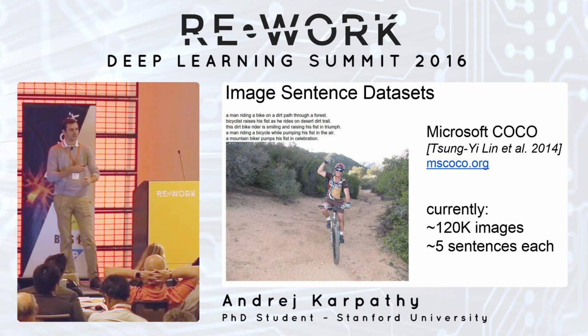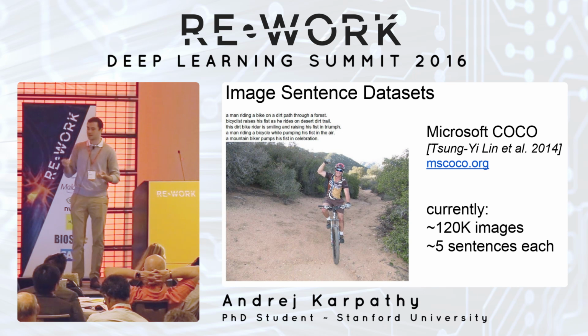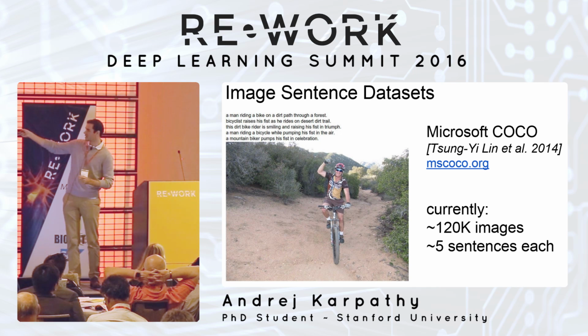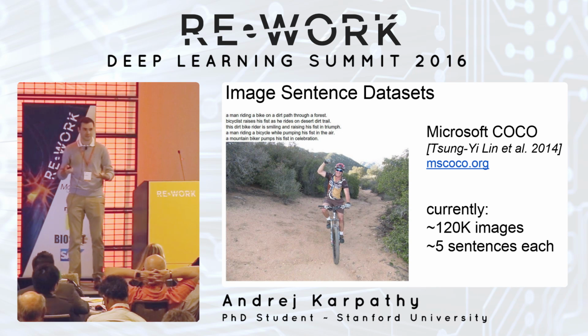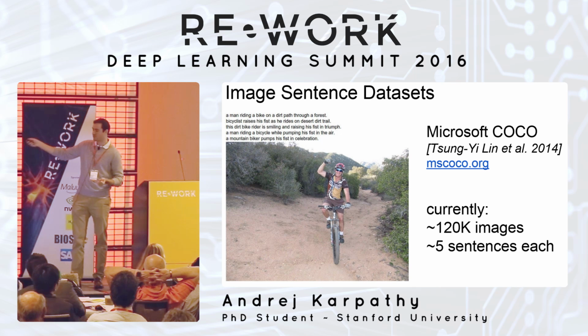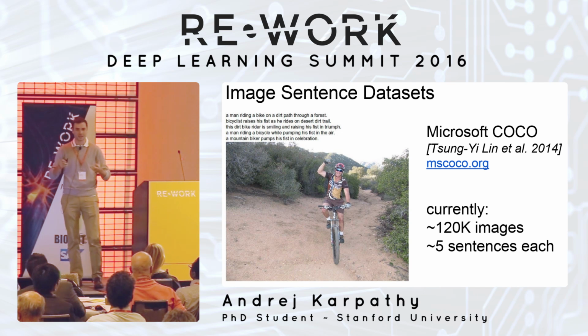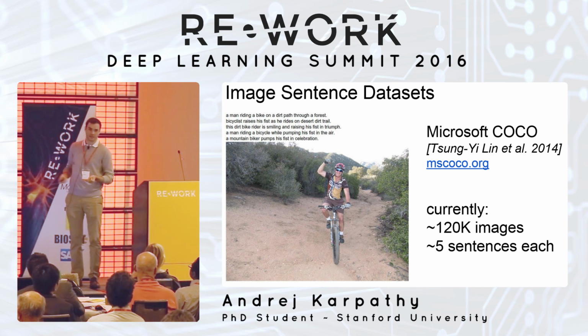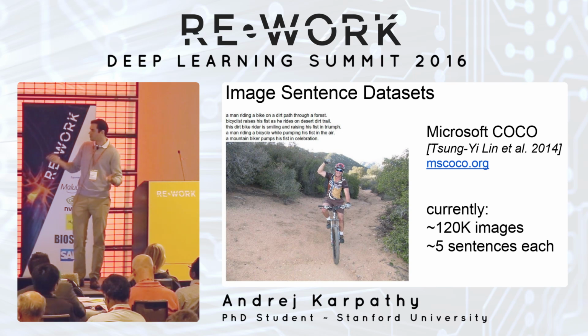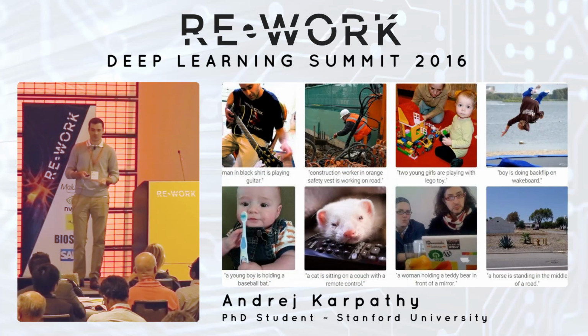So we train these models end-to-end on image sentence data sets. One popular example right now that people are using often is Microsoft COCO. It consists of roughly 100,000 images, and they are described with 5 sentences each, and this is data from Amazon Mechanical Turk. And so there's an example of a training image with some of its captions. And when we train this, the RNN learns to describe these images.